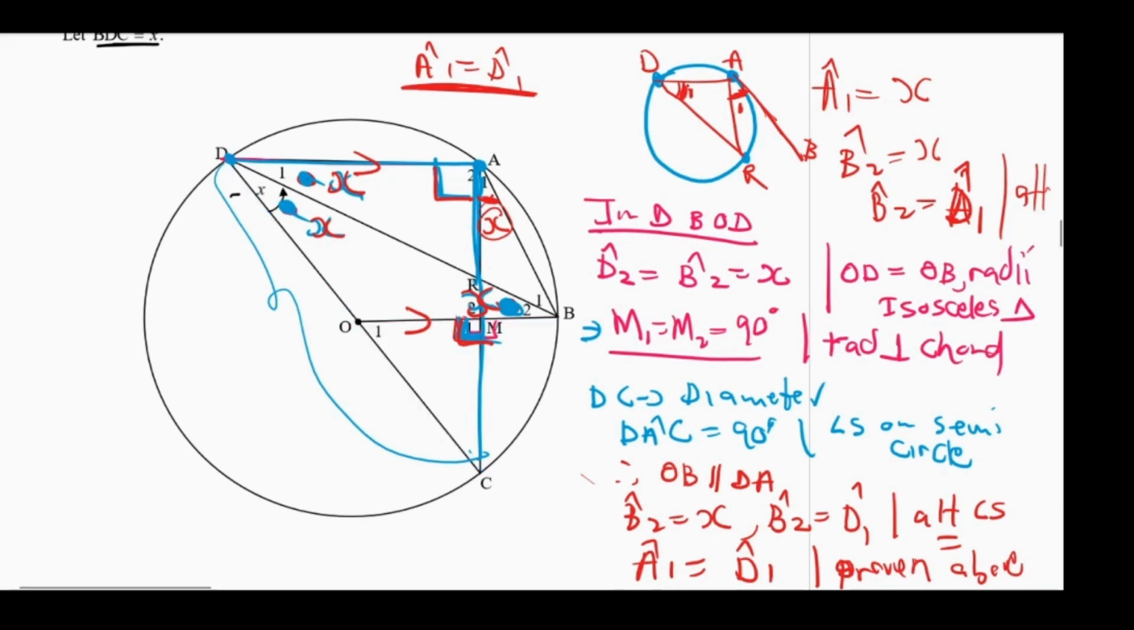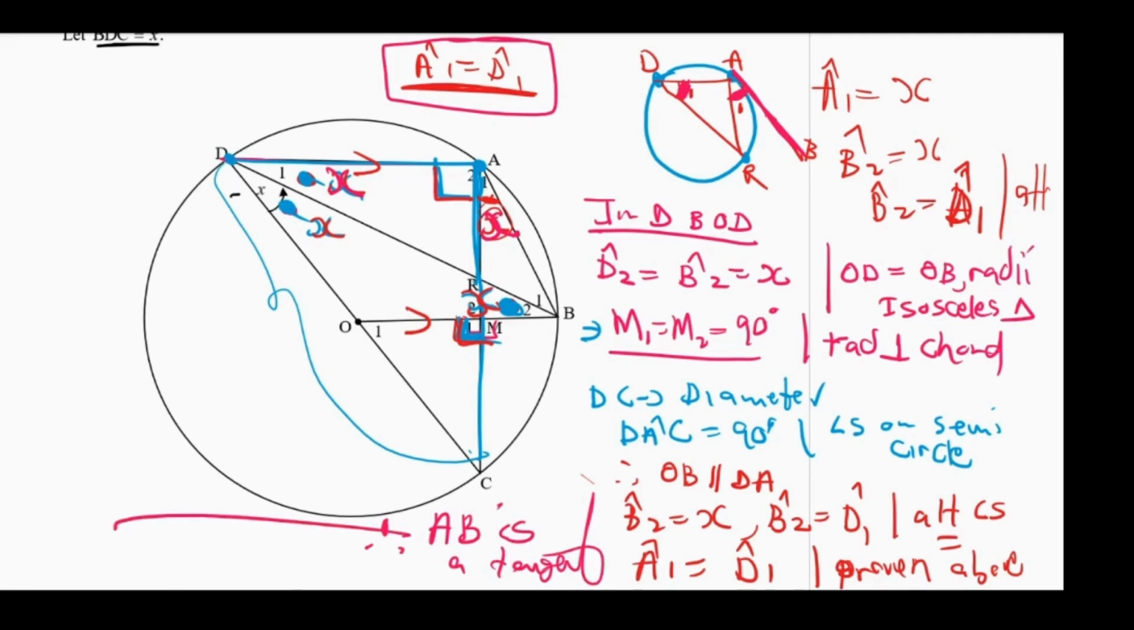And so once you do this, therefore AB is a tangent. Why am I saying that? I said initially we need to prove that A1 is equal to D1. Why? Because when these two are equal and this is a tangent, then the tan-chord theorem applies. But we just proved that they're equal without using the tan-chord theorem. So therefore, AB is a tangent. You have to write a reason for this: you have to write tan-chord theorem.